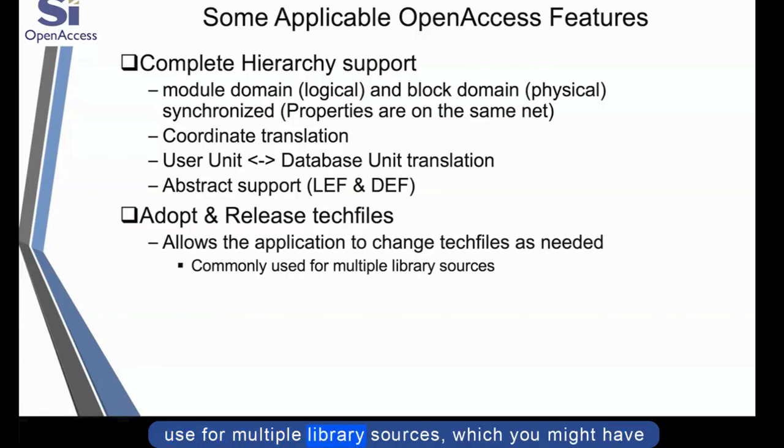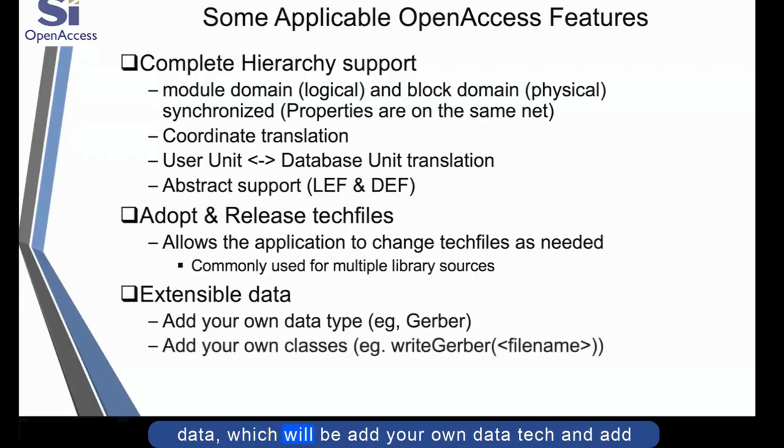Commonly used for multiple library sources, you might have different dies from different tech nodes in one 3D design. This is especially common in HBM applications, where you stack a lot of memory dies on one big substrate, and that is used as high bandwidth memory. There is also extendable data, where you can add your own data tags and your own classes. These are the current features we support.